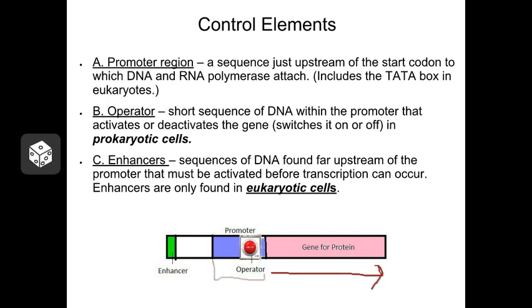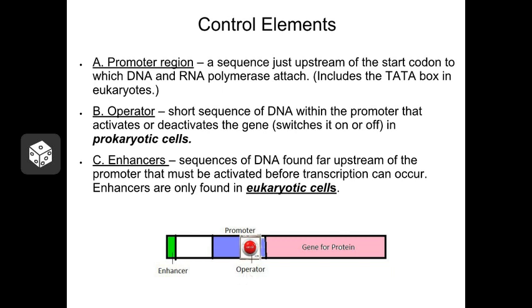In prokaryotic cells, there's a section of the promoter called the operator. Here I've shown the operator as a big, fun, red, candy-like button. And I've shown it as a big red button because this operator can serve as a switch for the gene. Depending on what attaches to the operator, it can either activate transcription or it can discourage transcription.